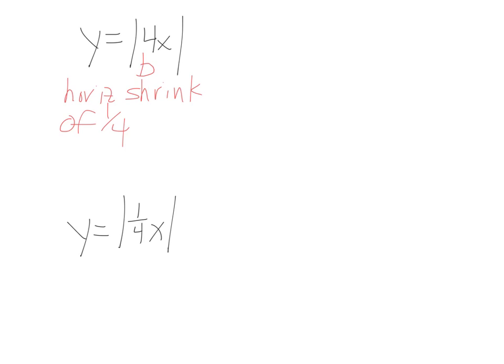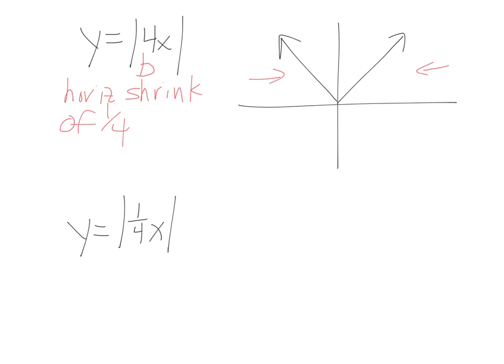And you need to write what's happening with the transformation. So you need to write all those words. Parent graph, its absolute value, that's a v, anchored at 0, 0. Horizontal means left and right. So a horizontal shrink means you're pushing in from the left and from the right, which will make the graph more narrow. And then we put stars by our final answer.